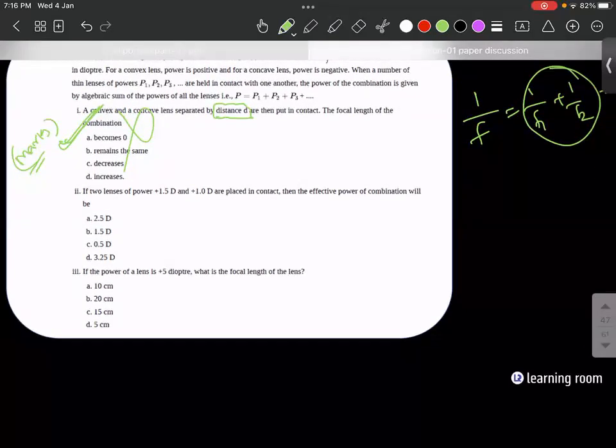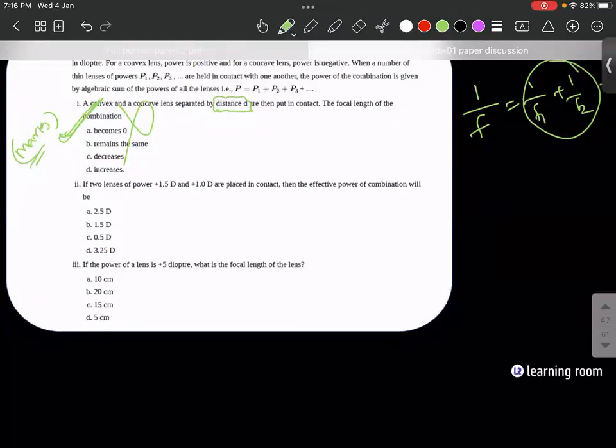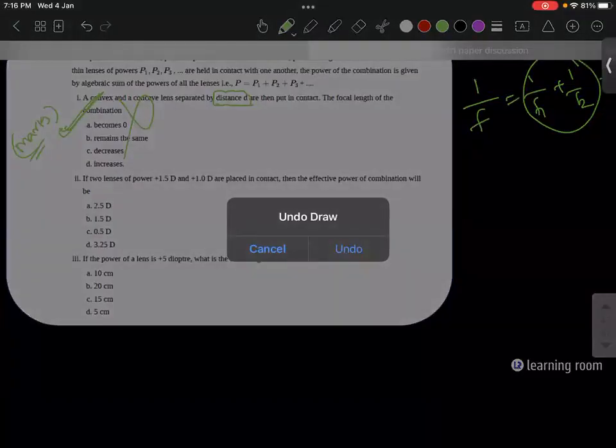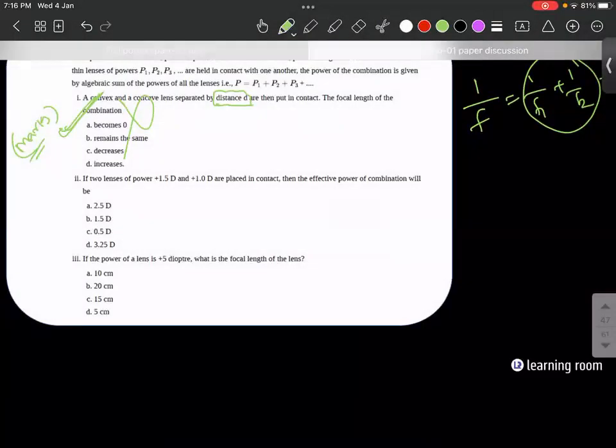Okay. Next, if two lenses of power plus 1.5 and plus 1.2 are placed in contact, then the effective power is obviously... Answer, 2.5. The power of lens is specified out there, then the focal length, they are asking in centimeters, so be careful. 100 divided by 5 is going to be 20 centimeters.